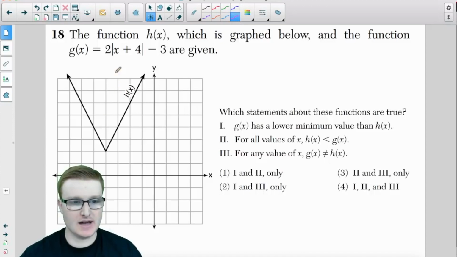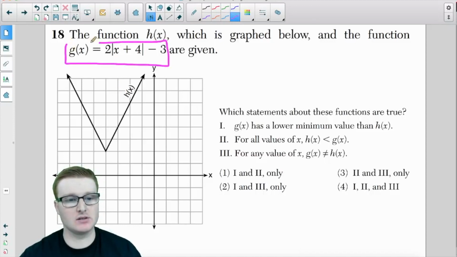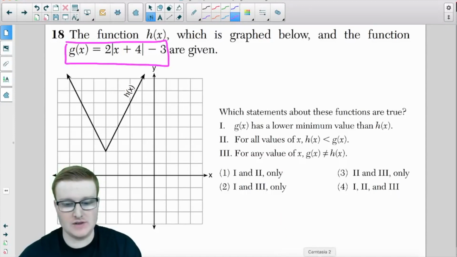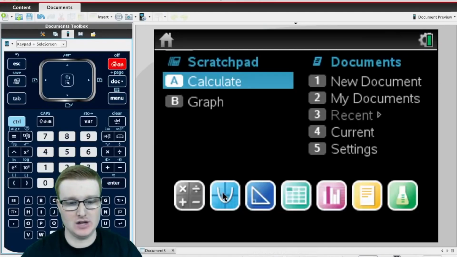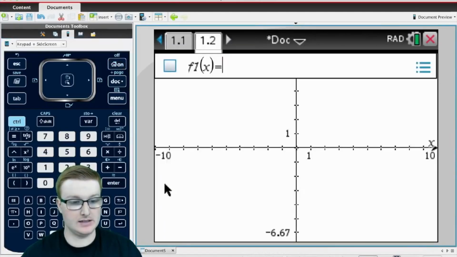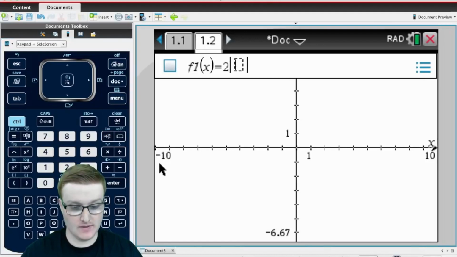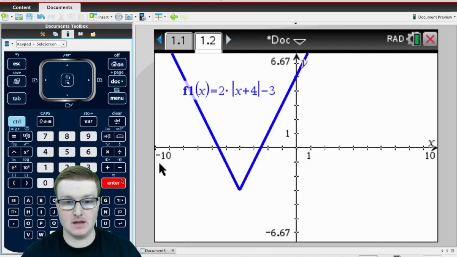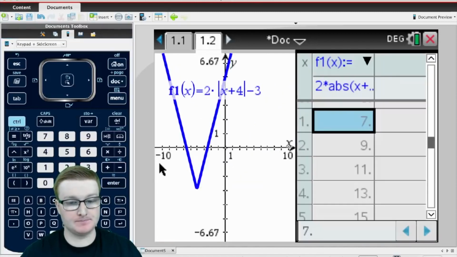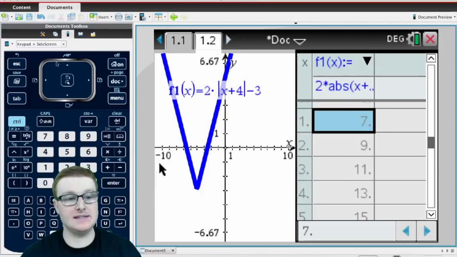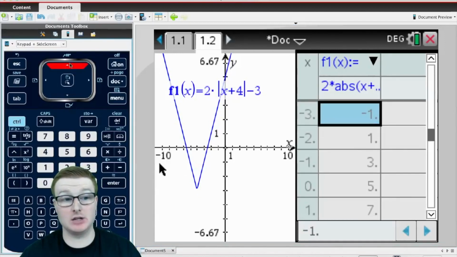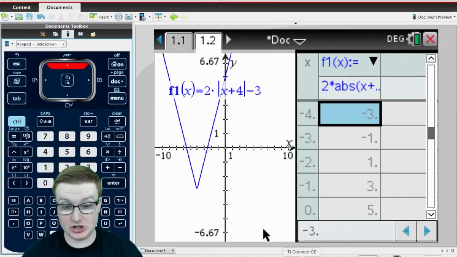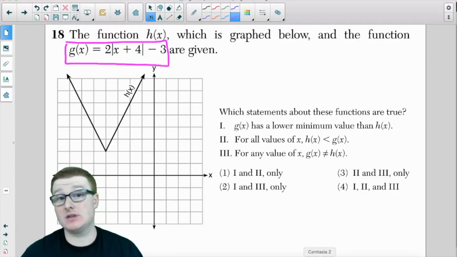So this is h of x. Let's go ahead and graph g of x on your calculator. This is 2 absolute value of x plus 4 minus 3. So we get that. Control T. We get this table of values. I'm actually going to save a little bit of time and not copy them over. I'm just going to graph it for you. You could copy those yourself.